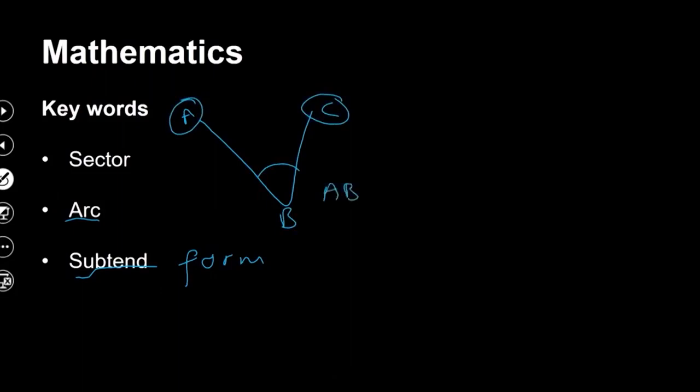Subtend actually means form. So if I have something like this, and I have A, B, and C, the angle at B, we say it is subtended by A, C, meaning it is formed by A, C. So if I say it's angle ABC like this, it means that this point and that point are what subtend this angle here. Sometimes we write the angle like this with that sign there. It also means the same thing, that A and C subtend the angle. So you please need to note that.